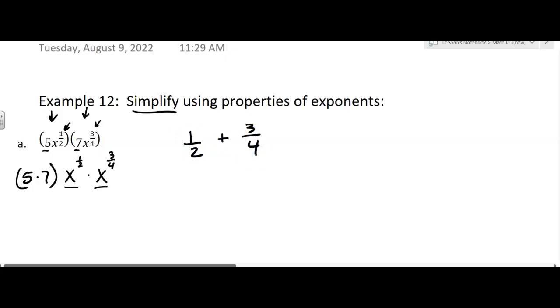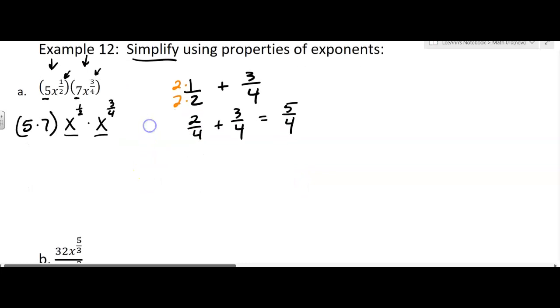So remember, if you're adding fractions, you have to have a common denominator. So the common denominator in this case is going to be 4. So I'll multiply by 2, so my 1/2 will become 2/4 plus 3/4. That's going to be 5/4.